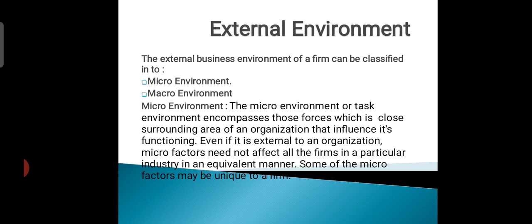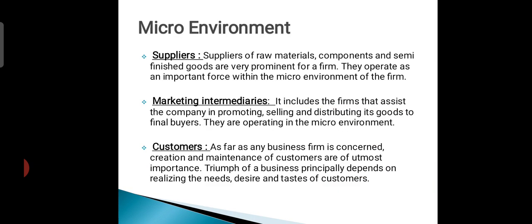This is the main difference between micro and macro. Macro environmental factors will influence all the firms in the same industry in an equivalent manner, but it does not happen in the case of micro environment. It may influence a single firm. That is the main speciality of micro environmental factors. Then we go to the factors. The first point is suppliers.